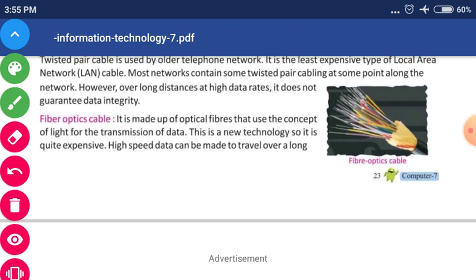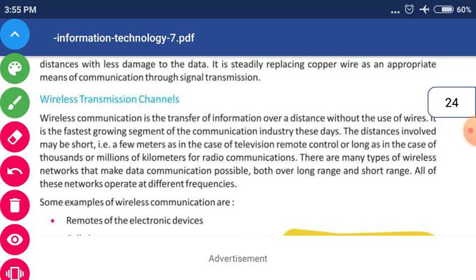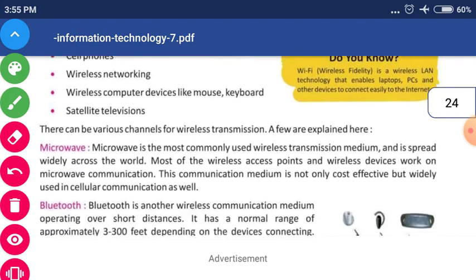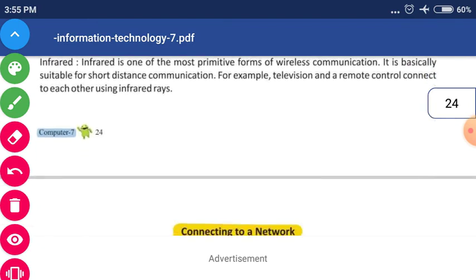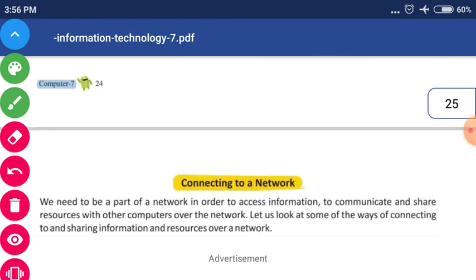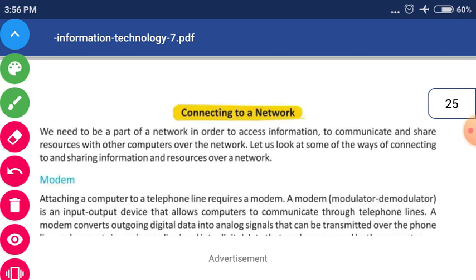In optical fiber cables, the information is transferred with the help of light, and the information transfer in fiber optic cable is very fast. Also, its cost is very high. Whereas in a wireless transmission channel, we use microwave, Bluetooth, and infrared light technology to connect or to create any network.